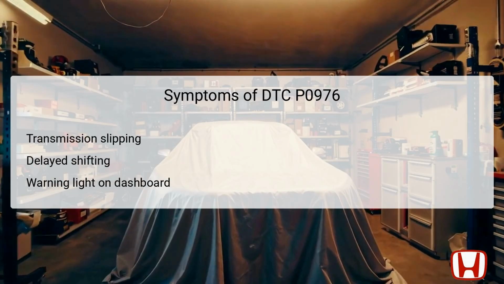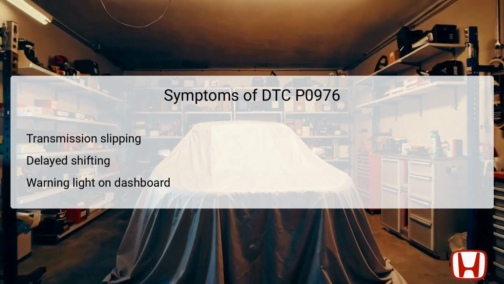When dealing with a DTC P0976, drivers may notice several symptoms. Most commonly, transmission slipping can occur, where the car unexpectedly shifts gears or experiences a loss of power during acceleration. Delayed shifting could also manifest, which means that there's a noticeable lag when the vehicle is expected to change gears. This can affect overall driving comfort and lead to safety concerns when merging or navigating busy roadways.